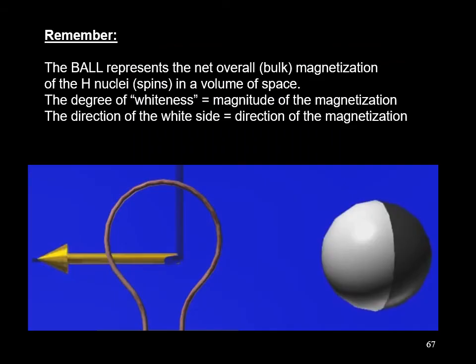As we continue with the model and look at the model in 2 dimensions, I remind you that the black and white ball represents the net overall or bulk magnetization of the H nuclei, which we also call spins, in a volume of space. The degree of whiteness is equal to the magnitude of the magnetization in that volume of space, and the direction of the white side equals the direction of the magnetization in that point in space.